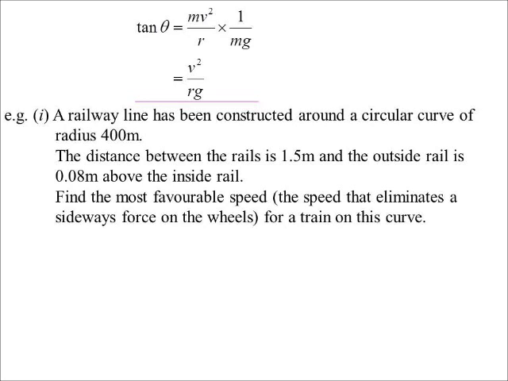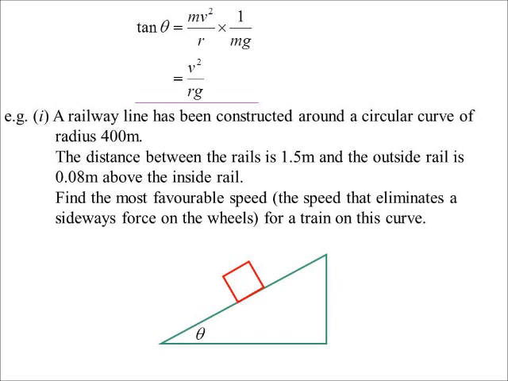It's 1.5 metres between the rails, and the banking we've got on this is the outside rail is going to be 0.08 of a metre above the inside rail. We want to find that speed that we can go around the track without sideways movement, without getting any derailment. So there's our problem. So same problem again.